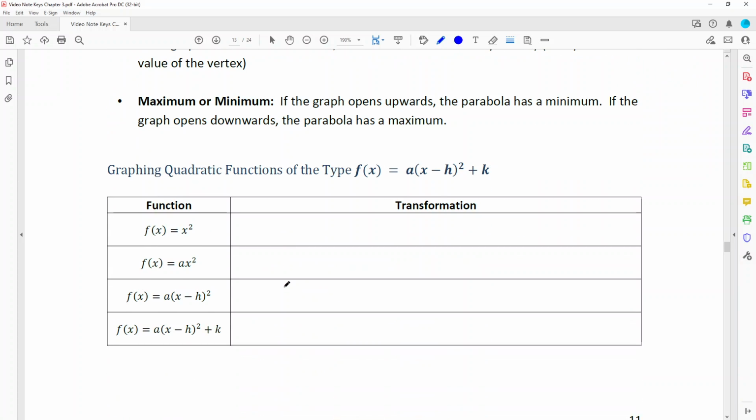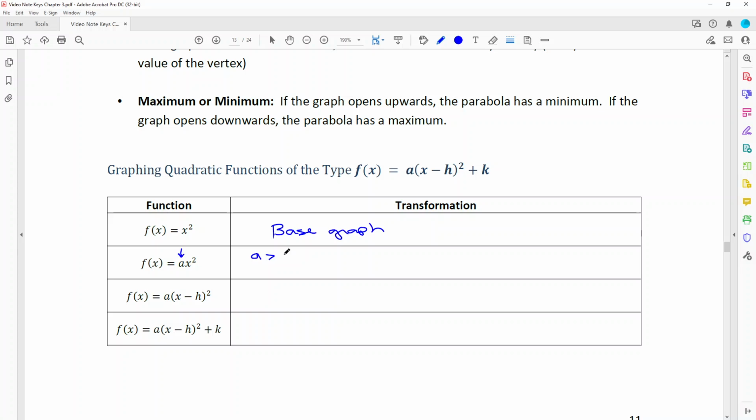Okay, now we're going to relate quadratic function graphing to what we did in chapter 1, so our order of transformations. So the first thing we're going to start with is that y equals x squared, or f of x equals x squared, is my base graph, so there's no transformation. Then we're going to go into A transformations. Well, we know that there's 3 transformations that A can do.